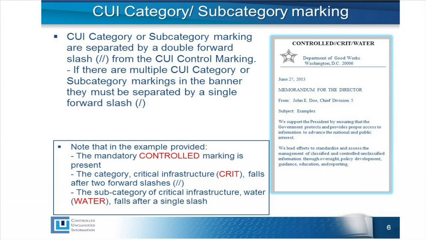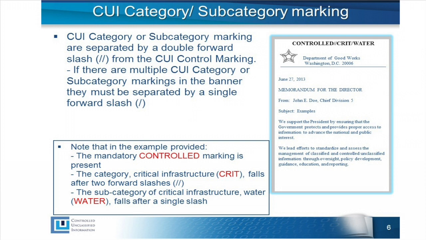To further expand on the uses of controlled unclassified information banner marking, let's discuss category and subcategory markings. To better clarify to the recipient what category or subcategory of CUI is contained in the document, you can include the category or subcategory in the CUI banner marking at the top. Though this is not a mandatory practice, it is a highly suggested one.